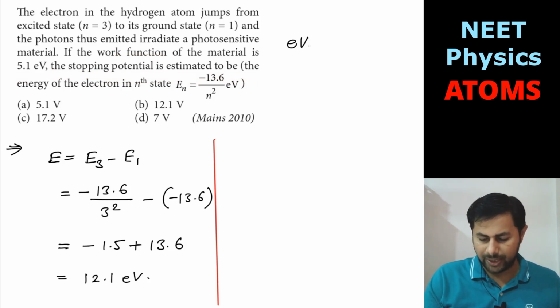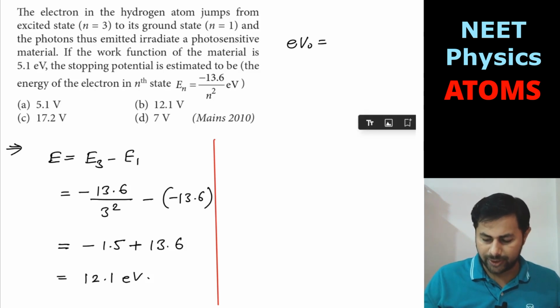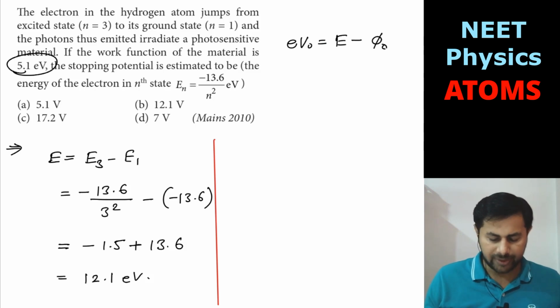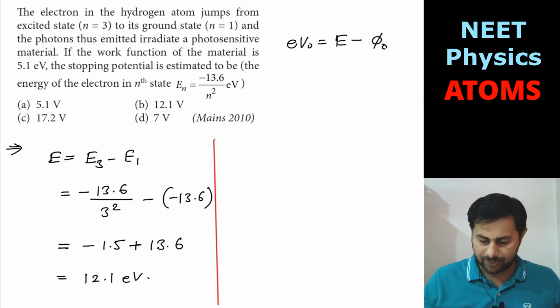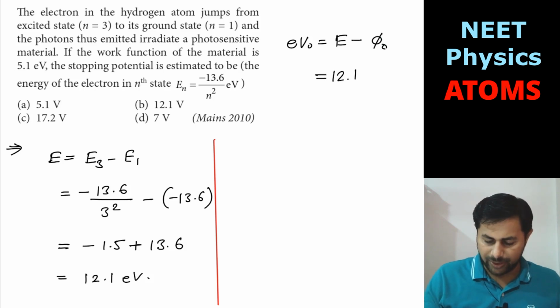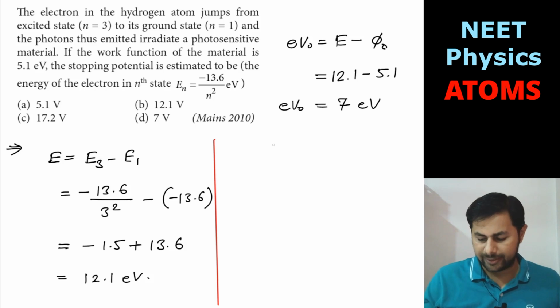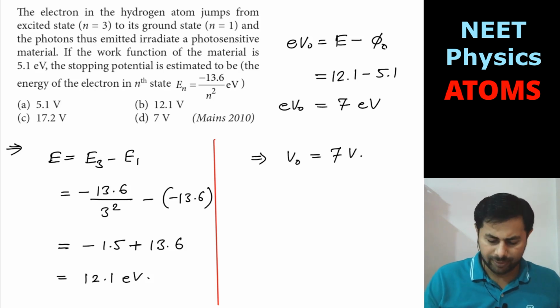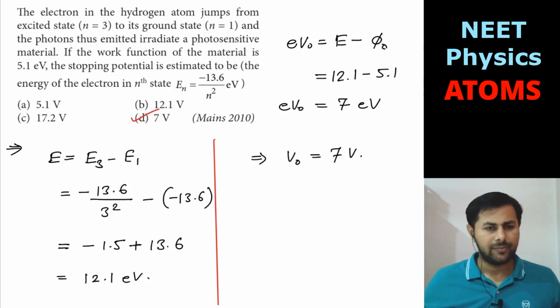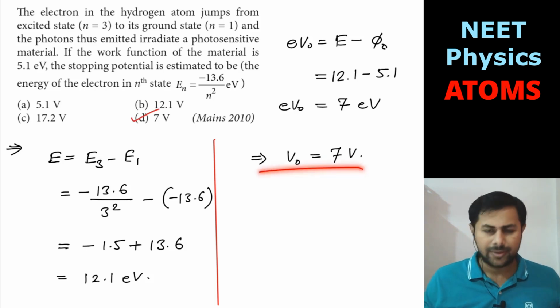You have this formula, eV naught is equal to what? h nu, or the energy of the photon, E, minus phi naught. Phi naught is given, it's 5.1. You just substitute that. This is 12.1 minus 5.1, which means 7 electron volts. This is e times V naught, so what would be V naught? V naught is just 7 volts. That's the answer. It's option D. Okay, this is clear.